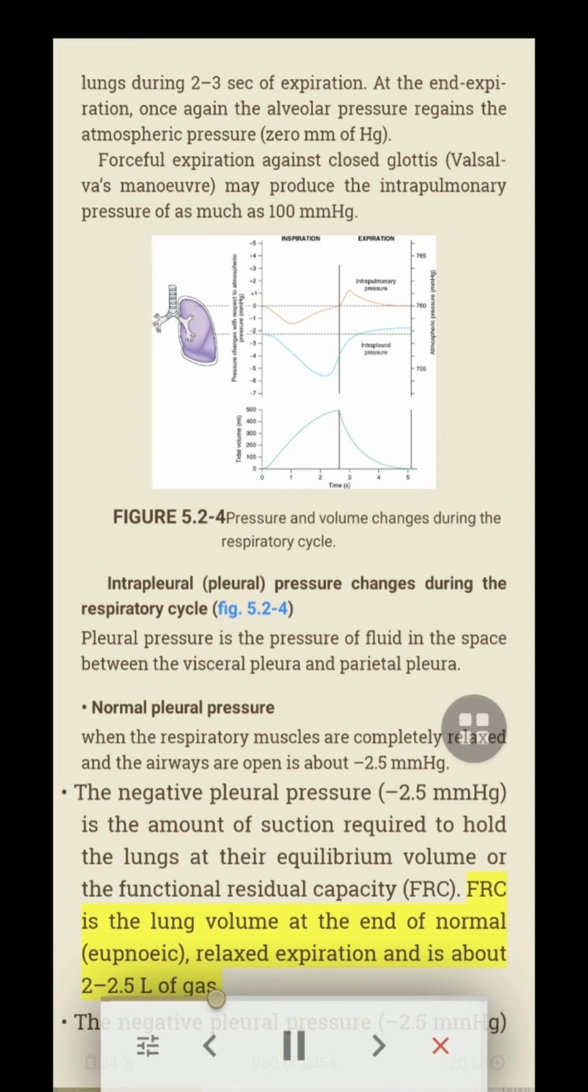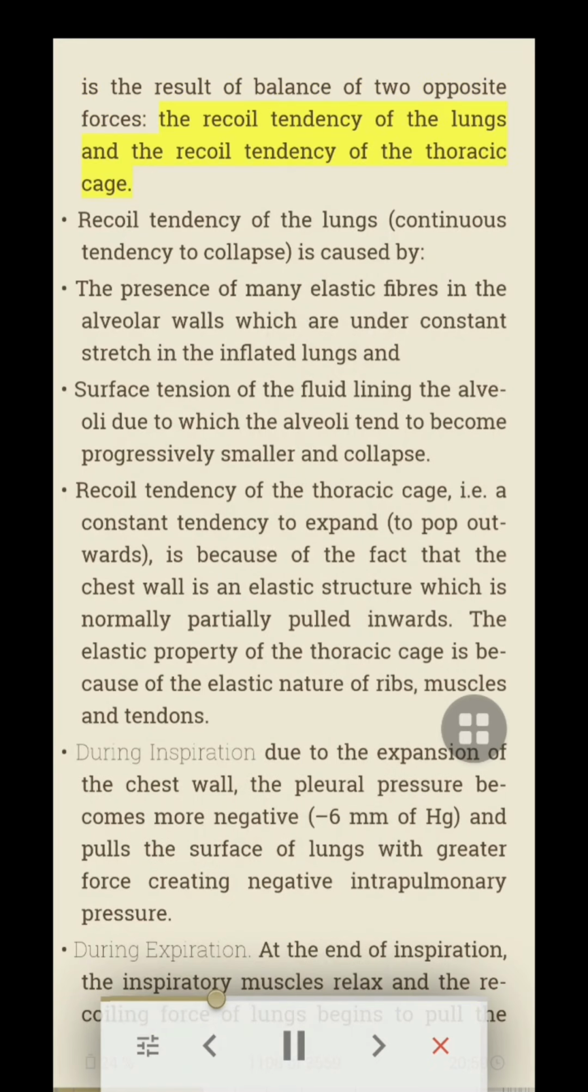FRC is the lung volume at the end of normal, eupnoic, relaxed expiration and is about 2 to 2.5 L of gas. The negative pleural pressure, -2.5 mmHg, is the result of the balance of two opposite forces: the recoil tendency of the lungs and the recoil tendency of the thoracic cage. Recoil tendency of the lungs, a continuous tendency to collapse, is caused by the presence of many elastic fibers in the alveolar walls, which are under constant stretch in the inflated lungs, and by surface tension of the fluid lining the alveoli, due to which the alveoli tend to become progressively smaller and collapse.